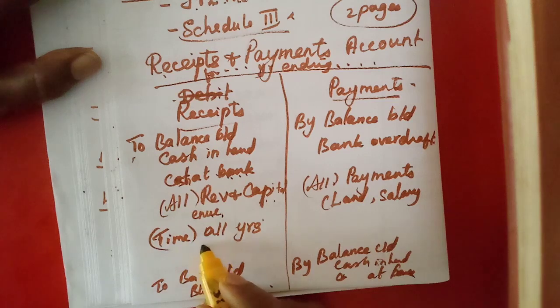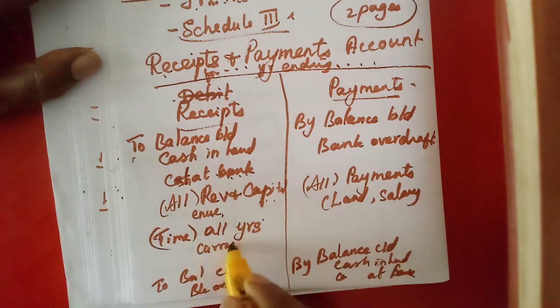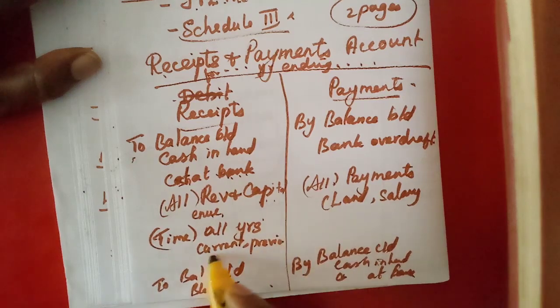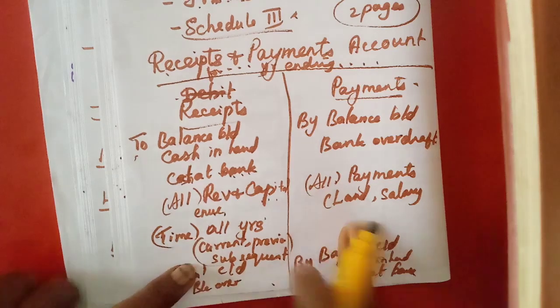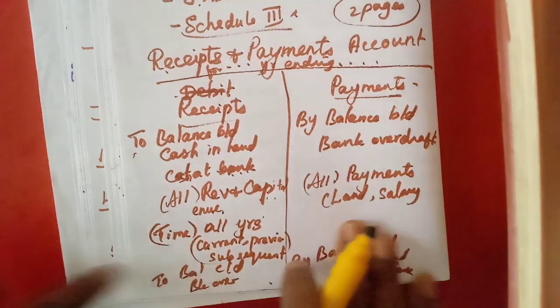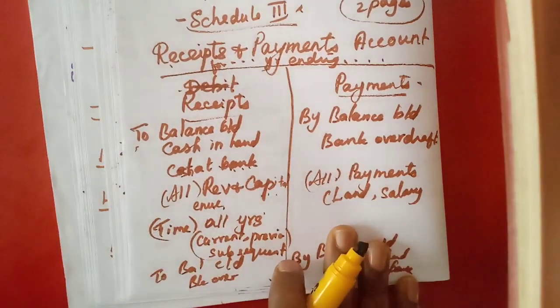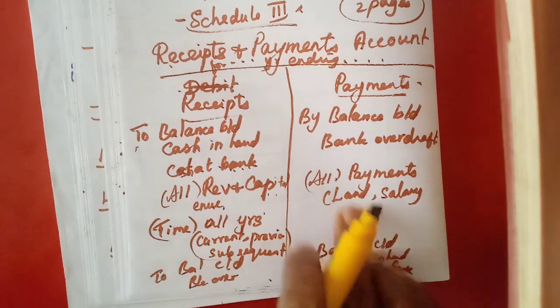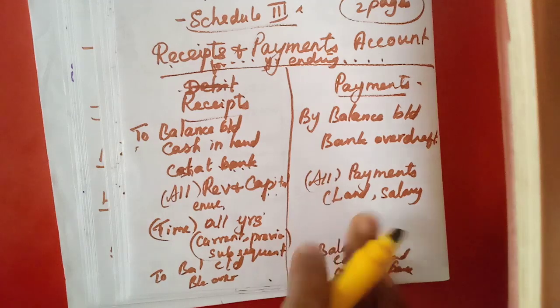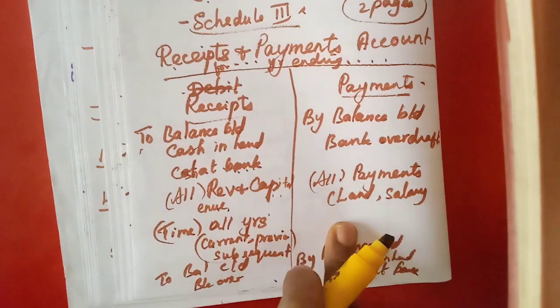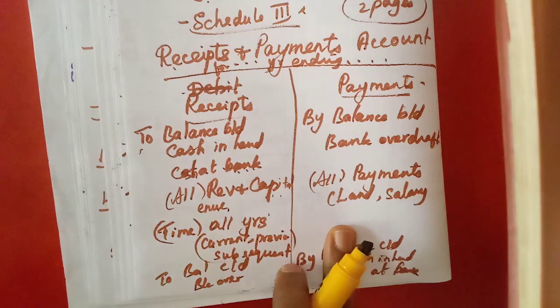Okay, maybe the current year or the previous year or the subsequent year. Subsequent means the next years. Okay, all years' receipts can be entered in the same way. All the years' payments, whether it is expenses we have paid now for 5 years before, or we are paying 2-3 years in advance, we can enter here. Okay, do not worry about the year of payment.